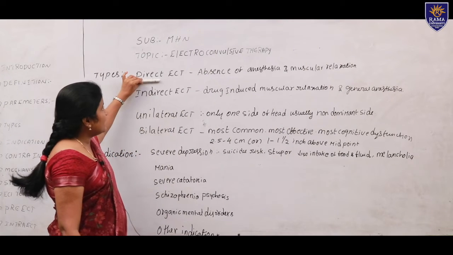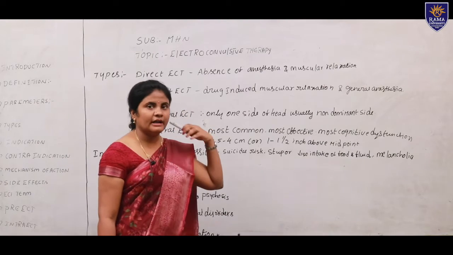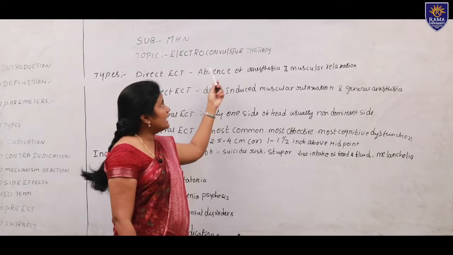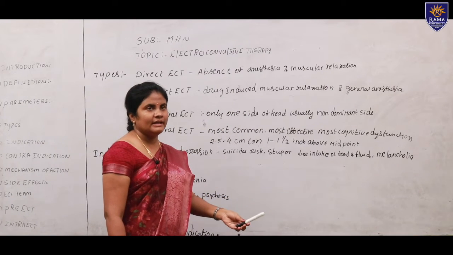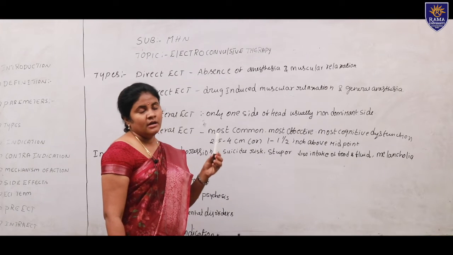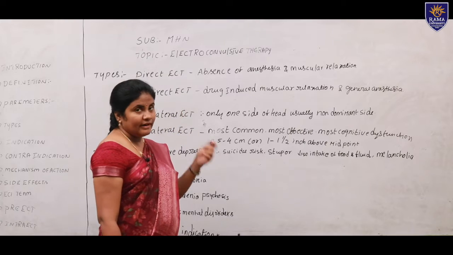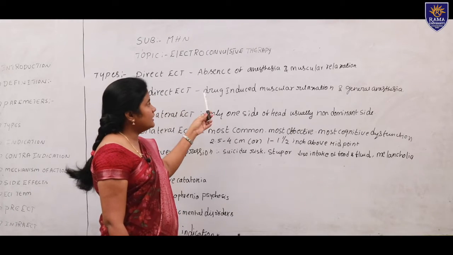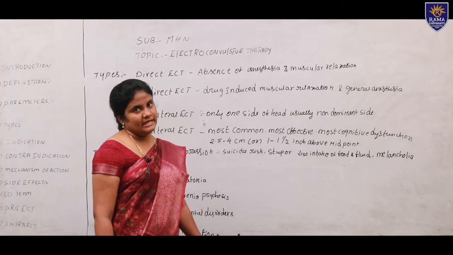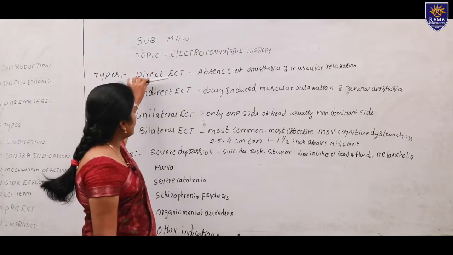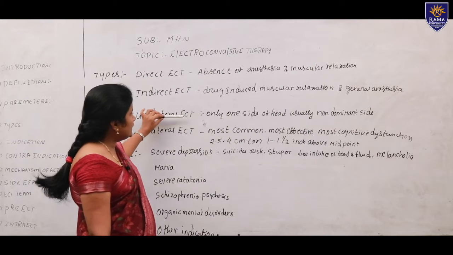In direct ECT, the ECT is given directly to the patient without any anesthesia drugs or muscle relaxants. The electrodes are applied directly to the patient's temporal region. In indirect or modified ECT, drug-induced muscle relaxation and general anesthesia are given. So based on this, there are mainly 2 types, direct ECT and indirect ECT, and the third one is unilateral ECT.